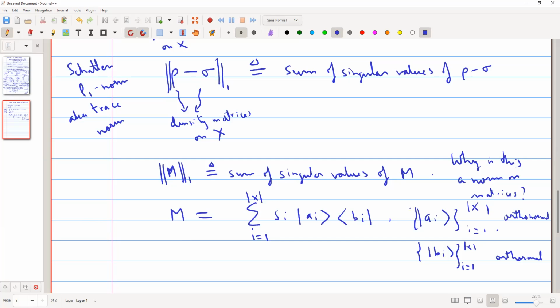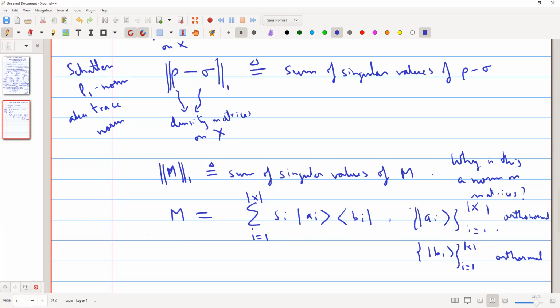Orthogonal. Yeah, and these are called the left singular vectors. The A's are the left singular vectors. The B's are the right singular vectors. In general, I mean A_i and B_i are different, but this is the thing. So this is a singular value decomposition. So everybody understands this, right? So any matrix can be written in this form.